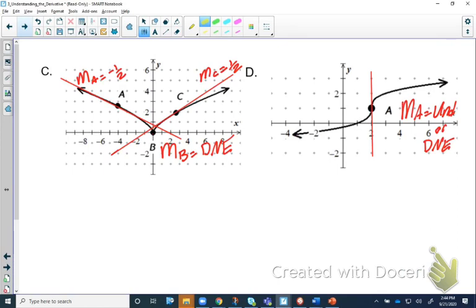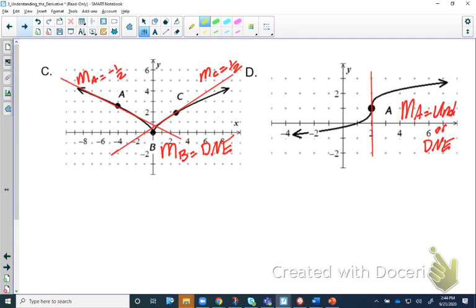Okay, so here are the worked out solutions for C and D as far as where the slopes of the tangent lines are going to be. At A, I don't think I drew it in very well, but that one's going to have a slope of about negative 1/2, and at point C, the tangent line will have a slope of about positive 1/2. Where at point B, just like what we did on example B with the absolute value function, this is what would be called a cusp.